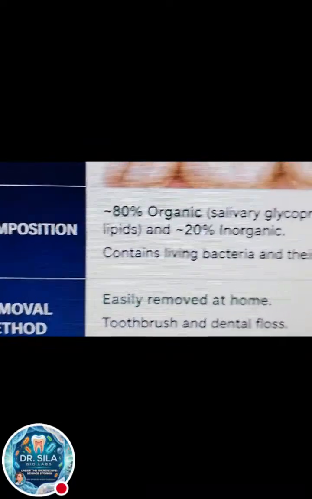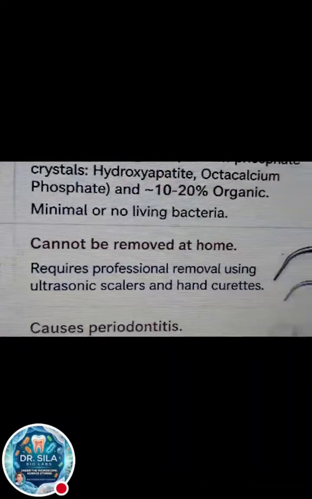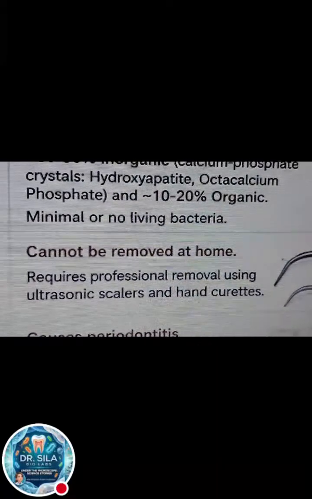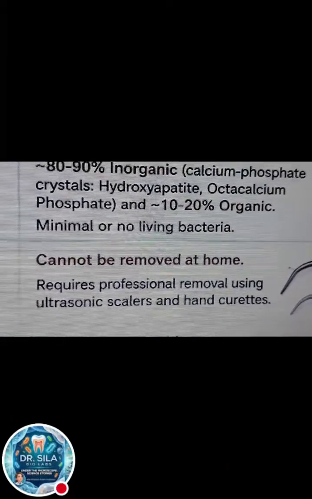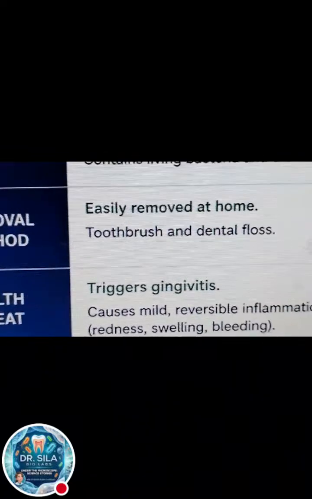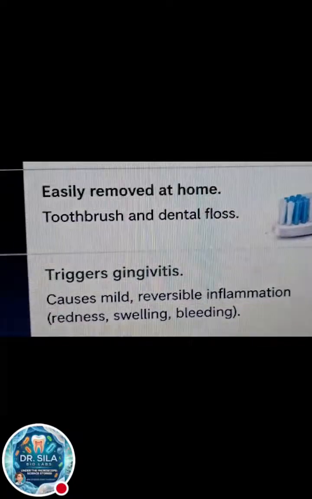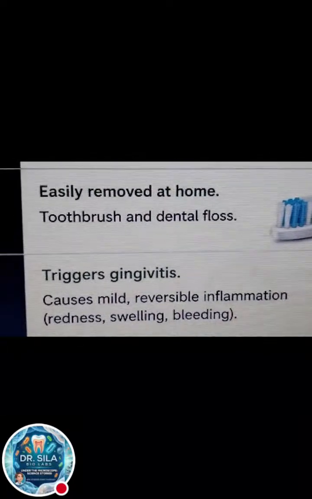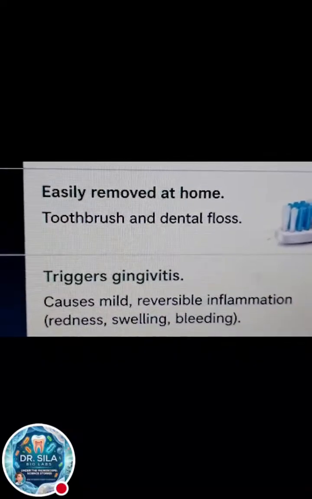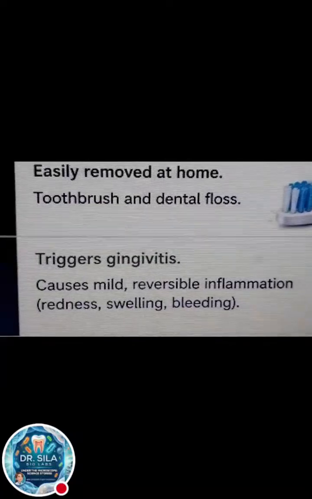Plaque can be easily removed at home with toothbrushes and dental floss. But calculus cannot be removed at home, it requires professional removal using ultrasonic scalers or hand curettes. Health threat: plaque can lead to gingivitis, causing mild reversible inflammation, redness, swelling, and bleeding.